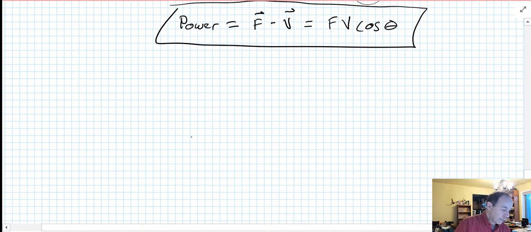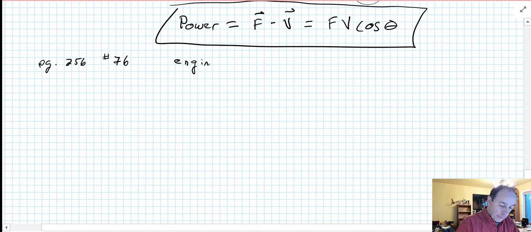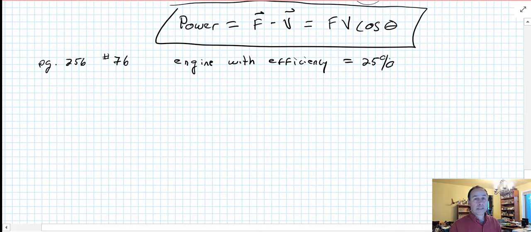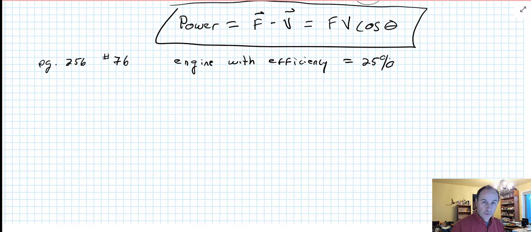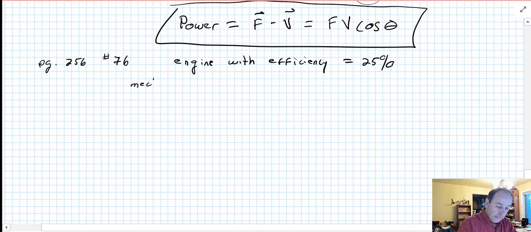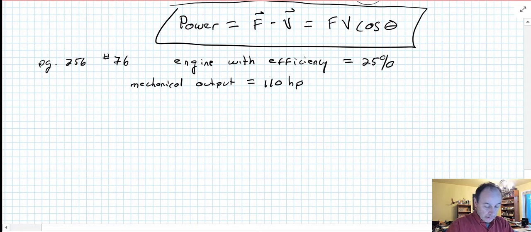All right, so a couple examples to mess with this. Page 256, number 76. We have a car engine with an efficiency of 25%. It basically means that the car converts 25% of the fuel into usable work, into mechanical energy. The rest is waste, and that's a pretty typical number for cars. So the mechanical output equals 110 horsepower. That's what's actually hitting the road.